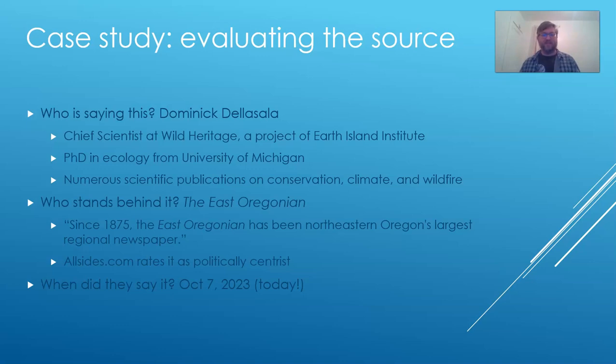that we're evaluating here. Then if we look at who stands behind it, the larger publication that we're working with, the East Oregonian, if we go to its About page, tells us since 1875, the East Oregonian has been Northeastern Oregon's largest regional newspaper. So this is a newspaper. I think this is not a scientific journal. It is a newspaper that's been around for almost a century and a half. So it's not a fly-by-night operation.